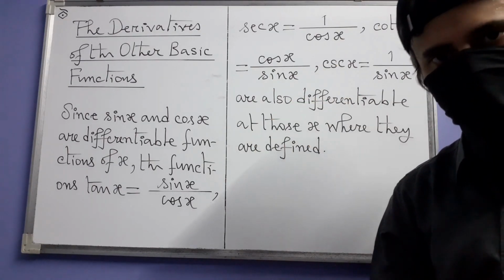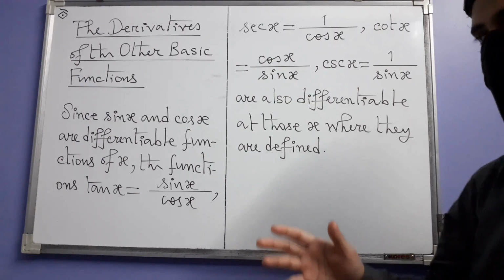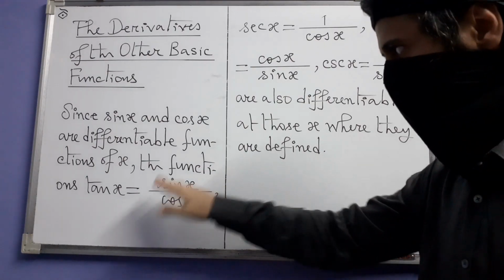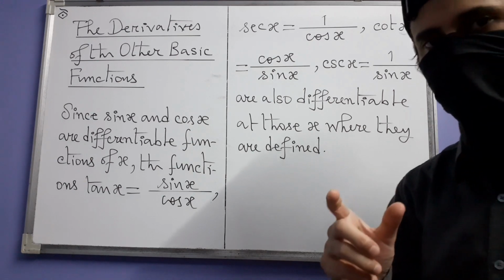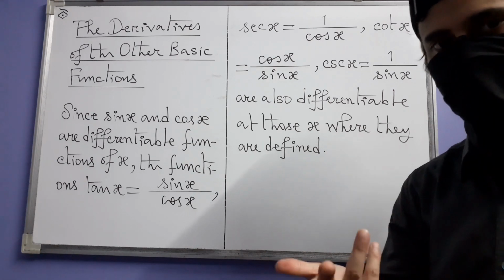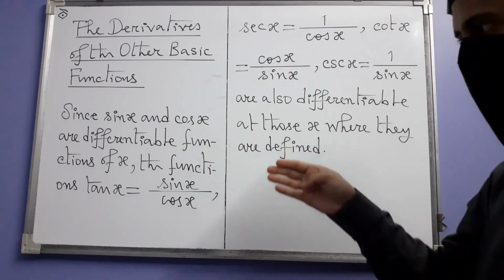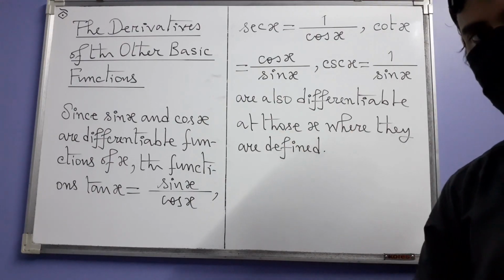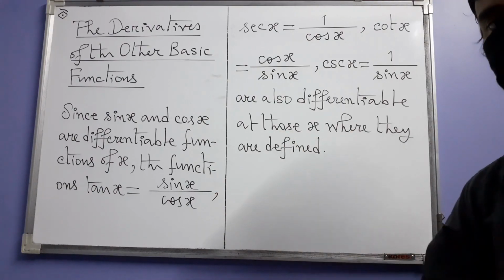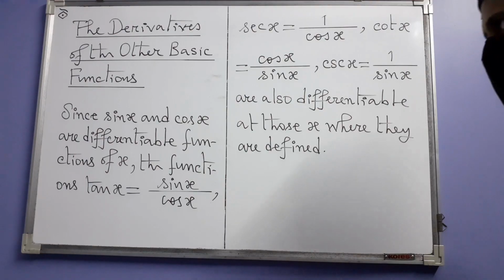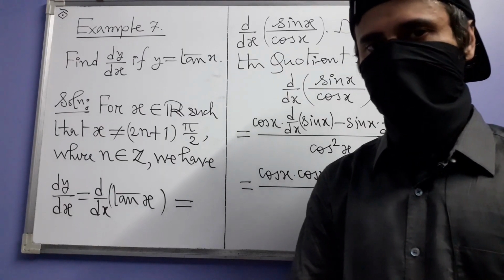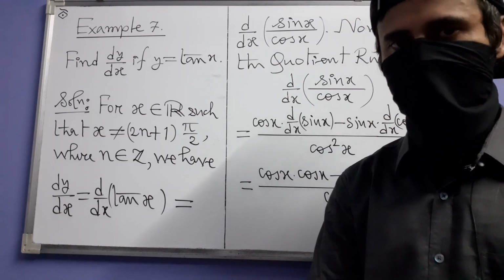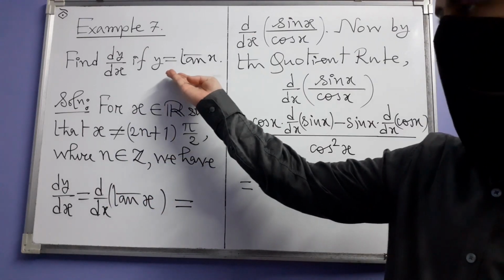Why? By the quotient rule. You see, before you go for the derivatives of these functions, you have to make sure that they are differentiable. So the quotient rule takes care of that and will also help us actually find the derivatives. So let's see how. We first differentiate the tangent function, and it's given as an example.